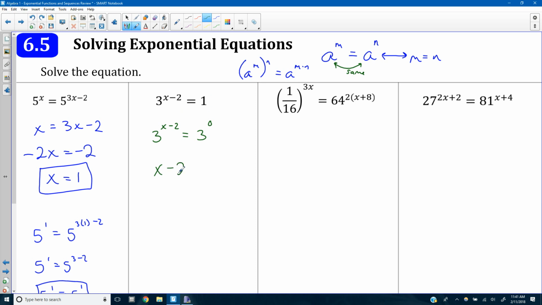So we'll say x minus 2 is 0. Add 2, you get x equals 2. That makes sense. 2 minus 2 is 0. 3 to the 0 power is 1. That works out.